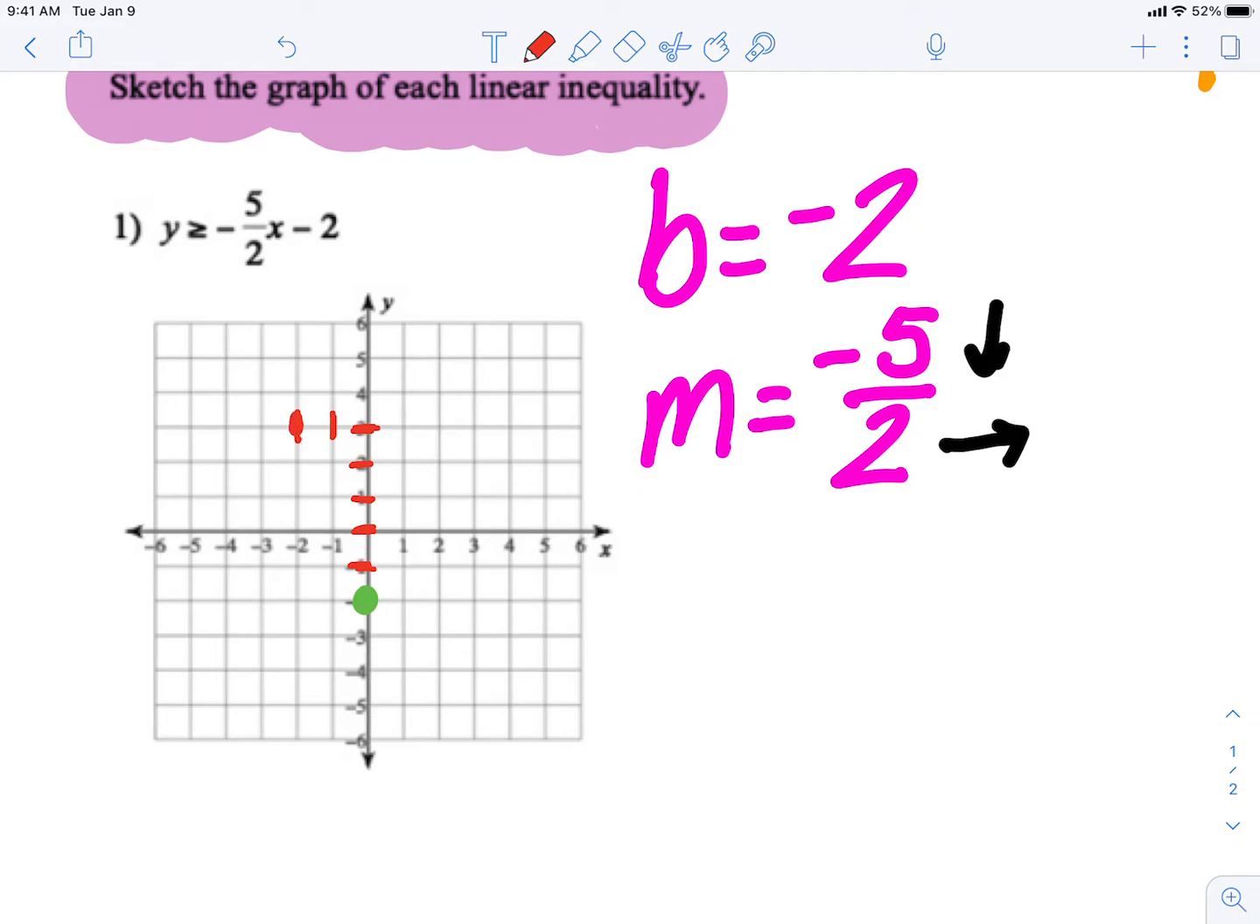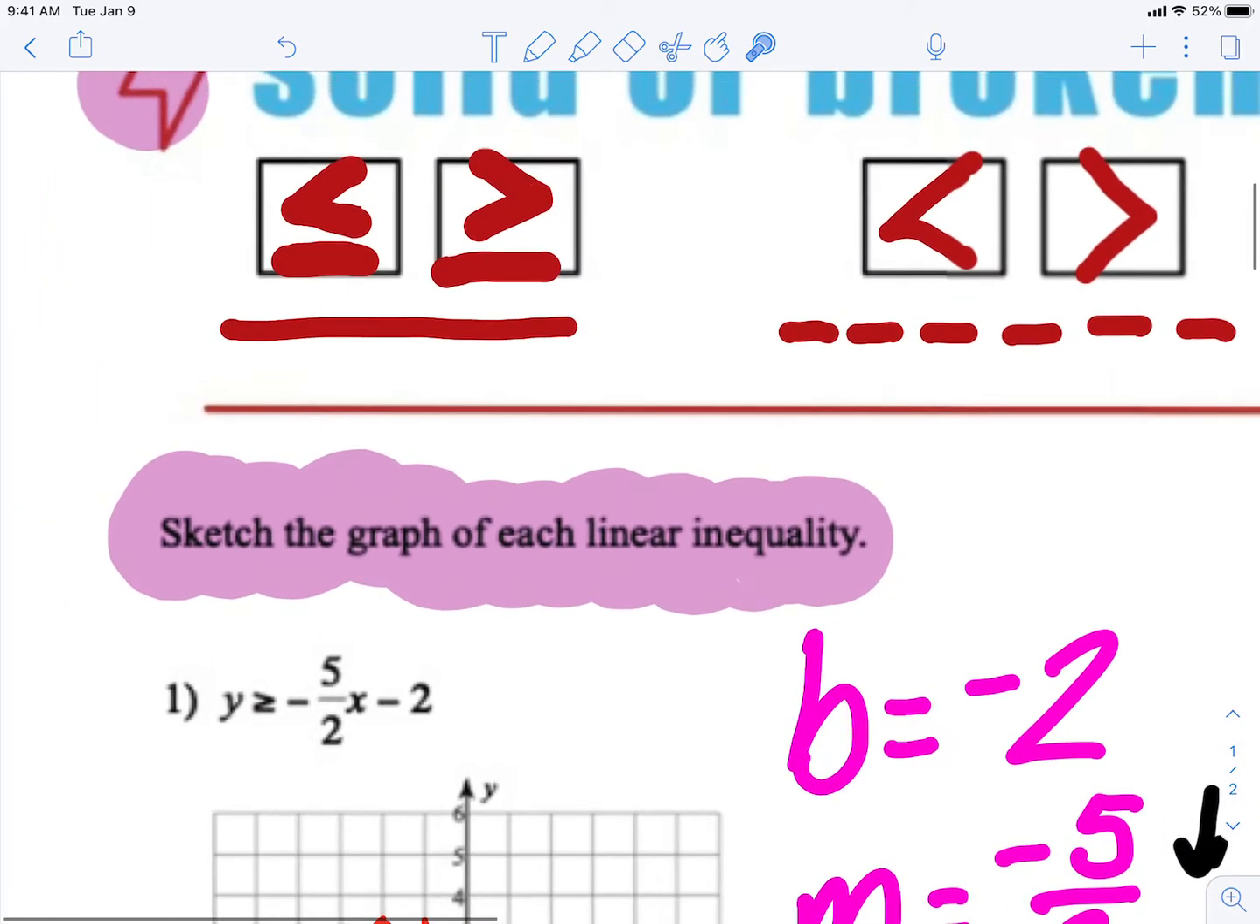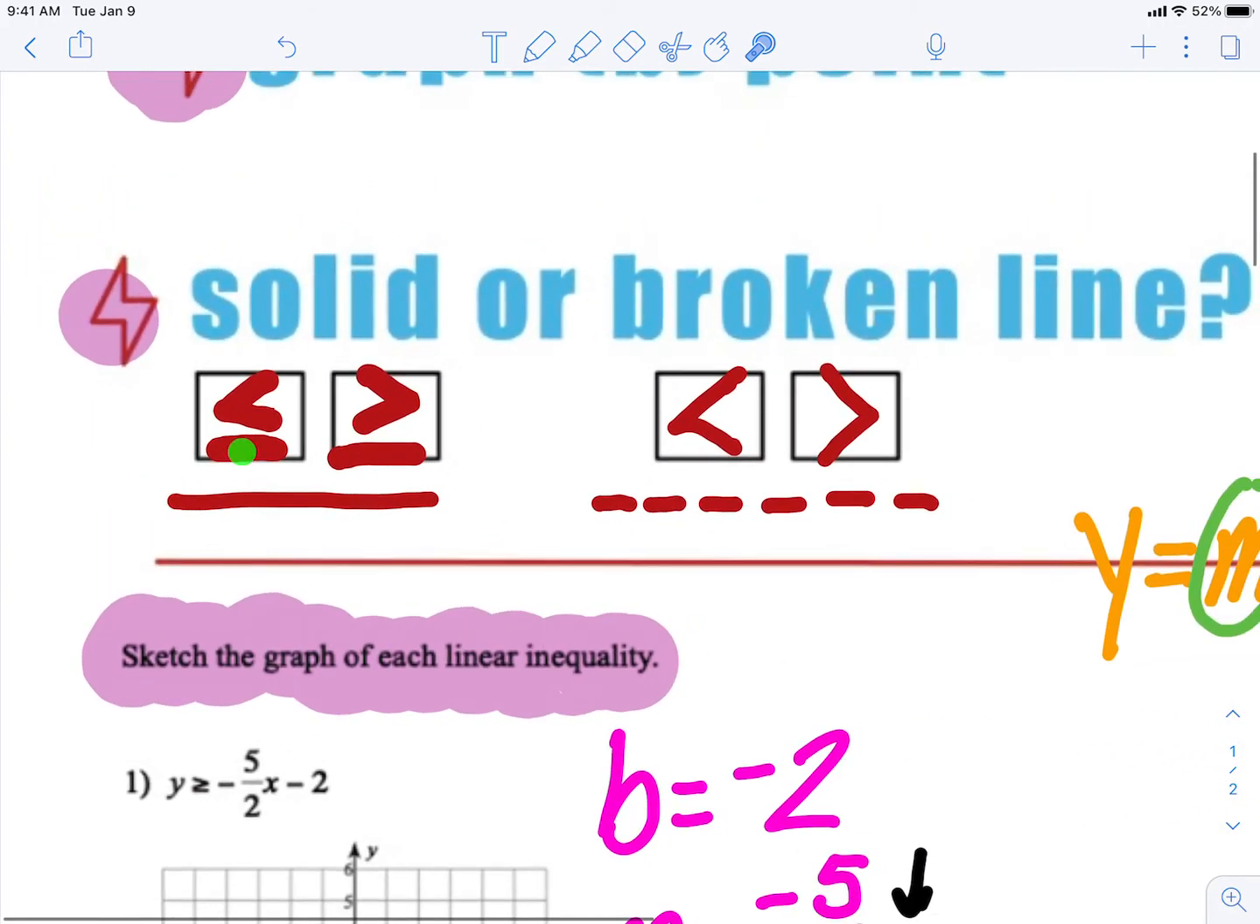And that's where my second point goes. Now, normally, we are going to shade, right? We're going to draw the line. But this is an inequality. If you notice, this says y is greater than or equal to negative 5 over 2x. Y is greater than or equal to. It's got the little equal sign here. Right? So, if it's got the equal sign, it's going to be a solid line.